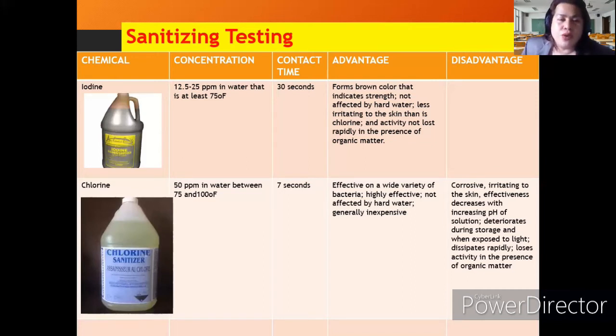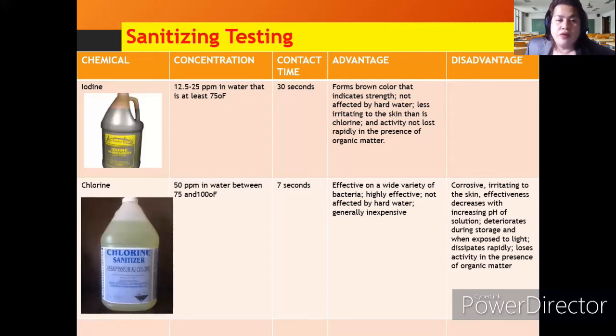Okay? What about when we use chlorine for chemical sanitizing? In terms of concentration, when we dilute chlorine, it should be at least 50 ppm, or 50 parts per million, as the ratio of chlorine and water solution. And in terms of temperature, the water should be at least 75 degrees Fahrenheit to 100 degrees Fahrenheit. In terms of contact time, it is at least 7 seconds, which is lower, for the germs and bacteria on a surface to be considered dead.